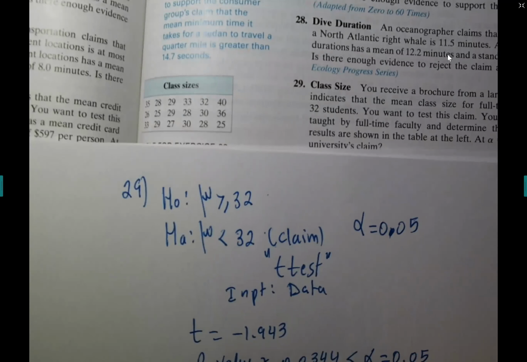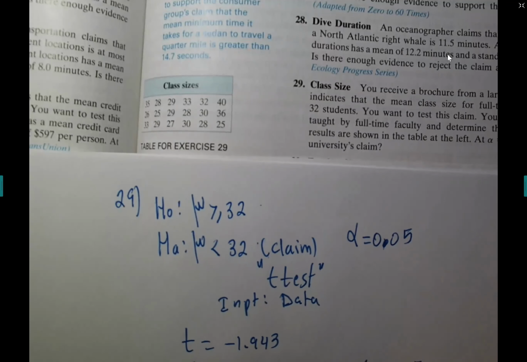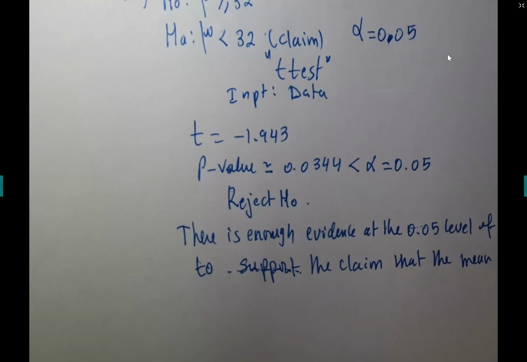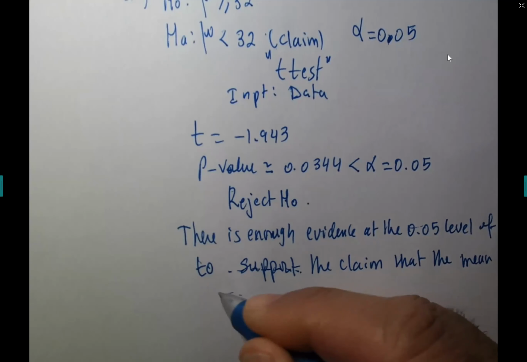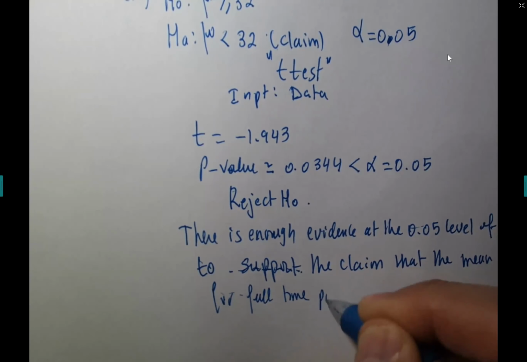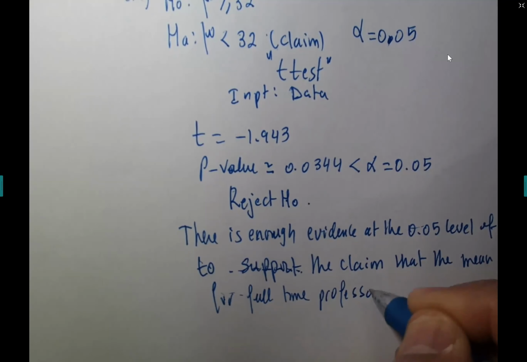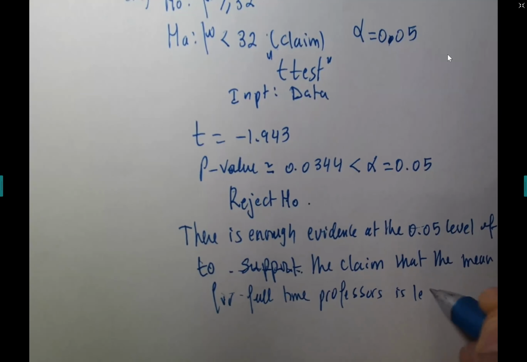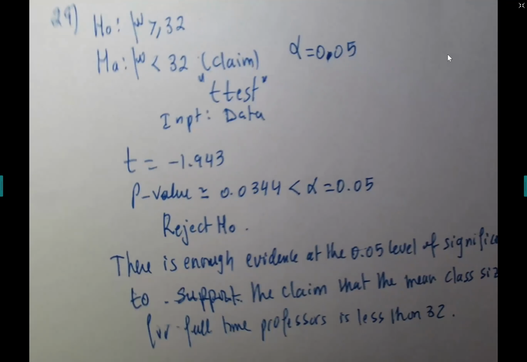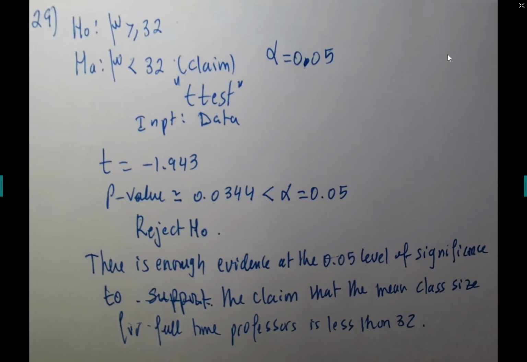To support that the claim, whatever the claim is, the mean class size, the mean. So there it's a true claim: the mean class size for full-time professors is less than 32. That's the conclusion of the problem.